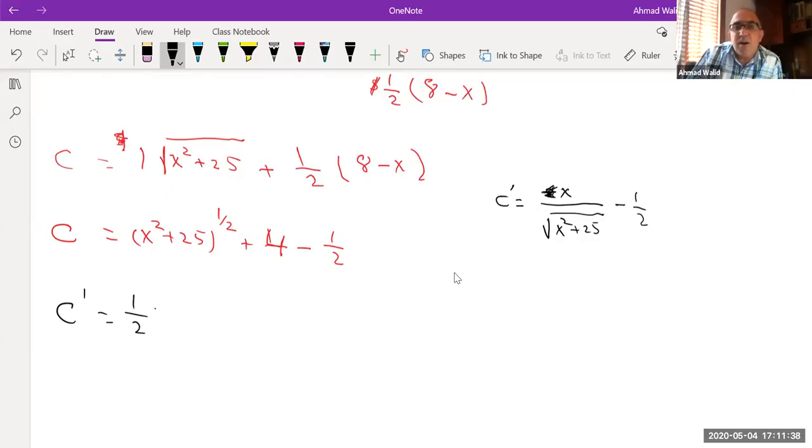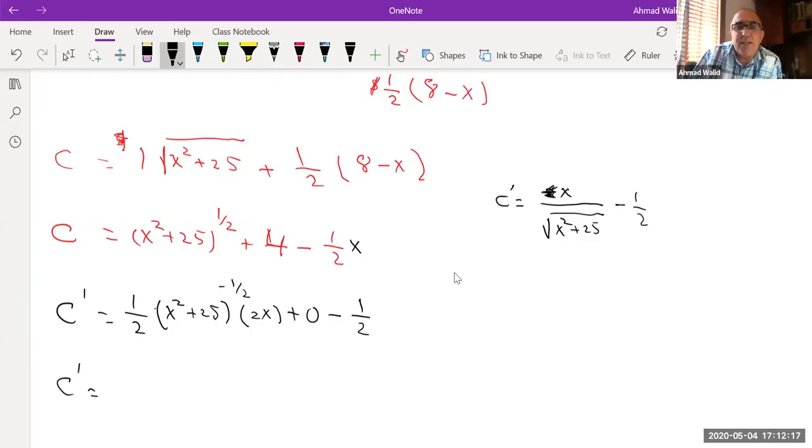The first part of this function C, you have to use the chain rule, right? The derivative of outside: 1/2 times x squared plus 25 to the power of, subtract 1 from 1/2 gives you negative 1/2, times the derivative of inside, which is 2x, plus what is the derivative of 4? 0. And what is the derivative of 1/2 x? Gives you 1/2. Correct?